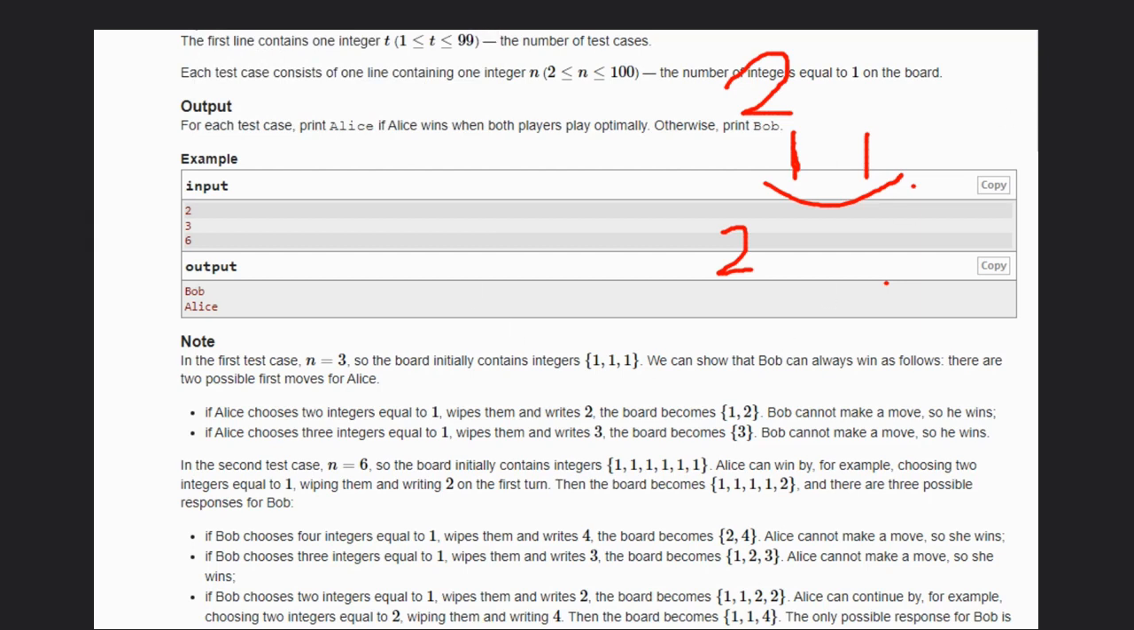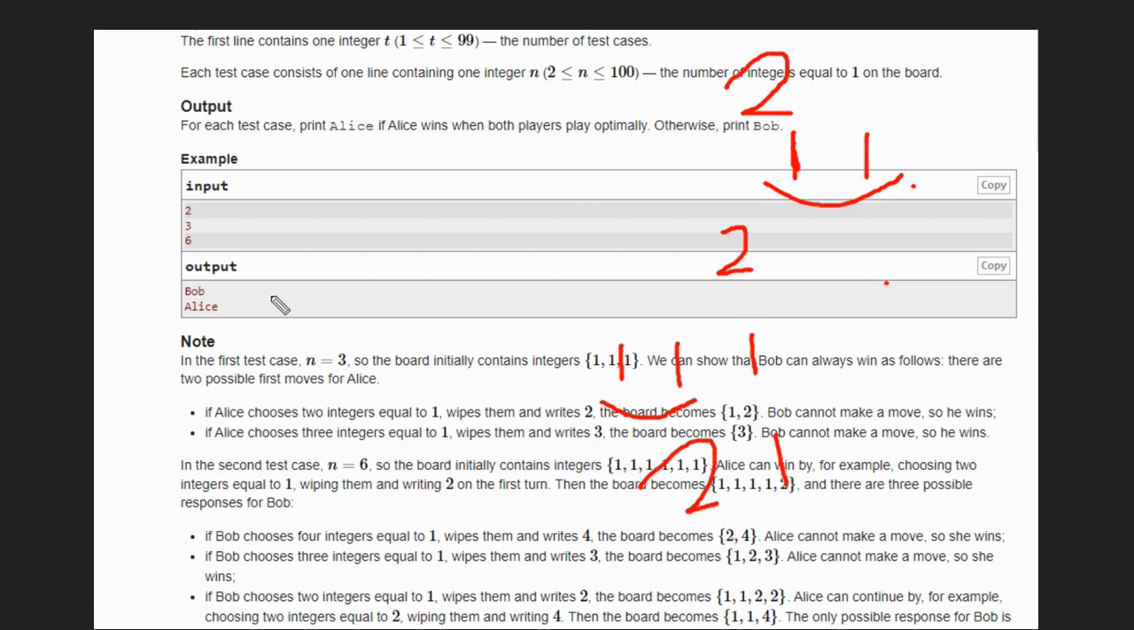Let's consider another case, 1, 1, 1. In this case, Alice has to choose at least two integers, so she will choose these, so it will be 2 and 1. There is no option available for Bob, and Bob will win again.